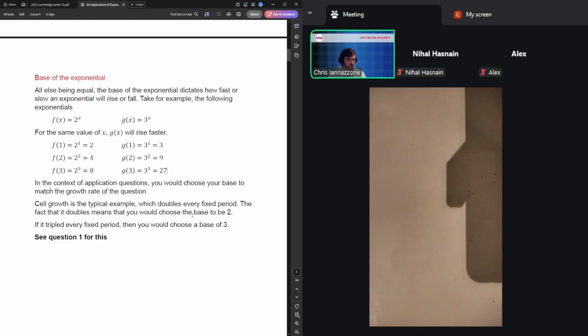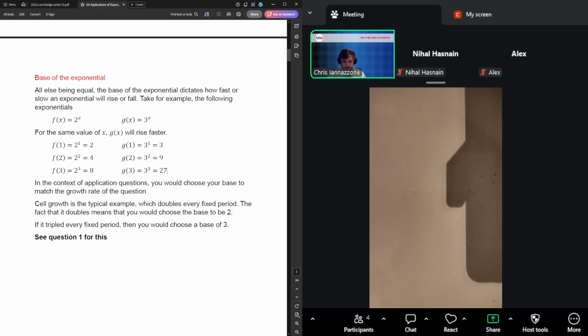Any questions at all on what we're considering when choosing the base for our exponential?